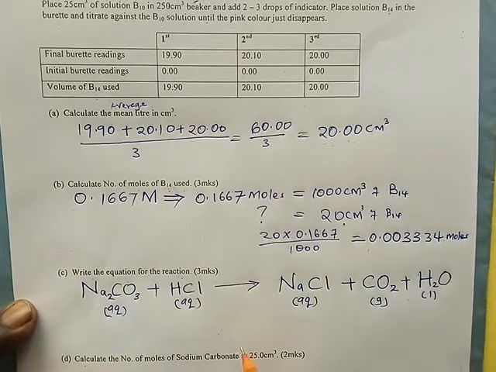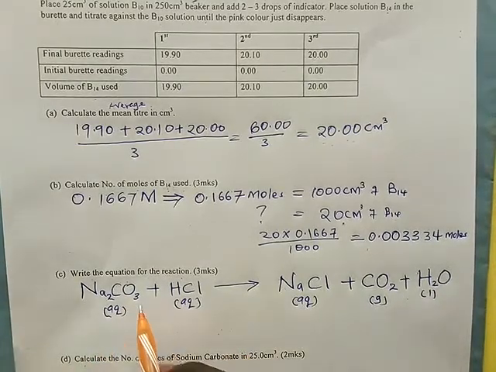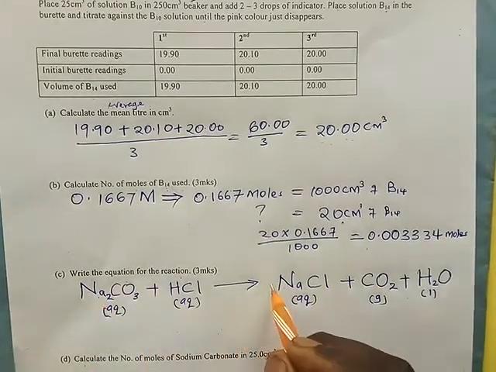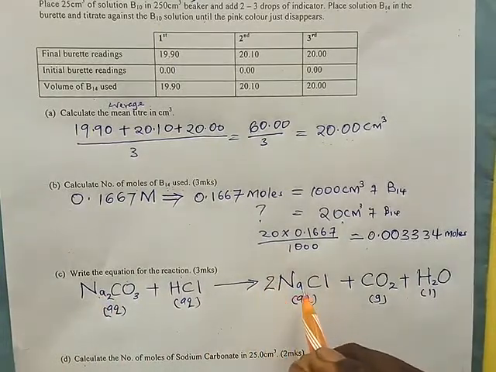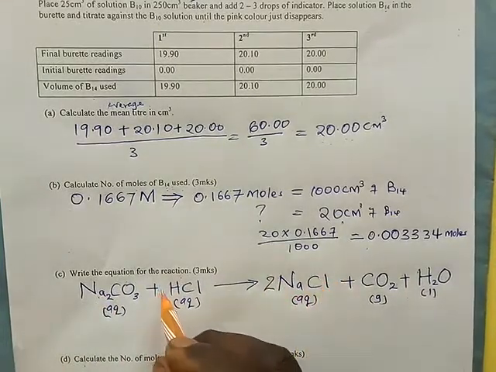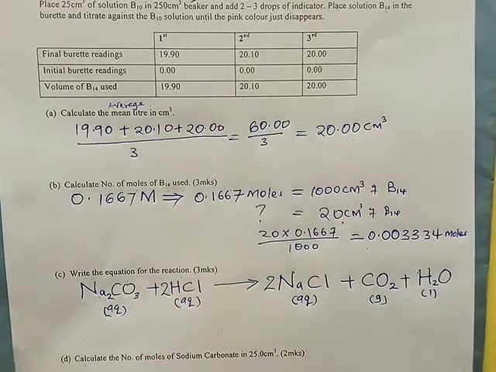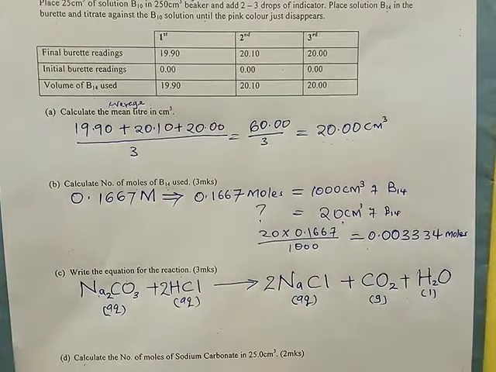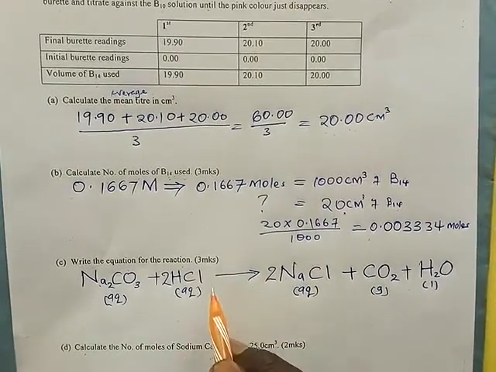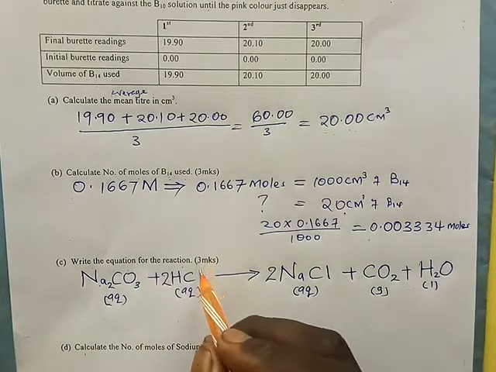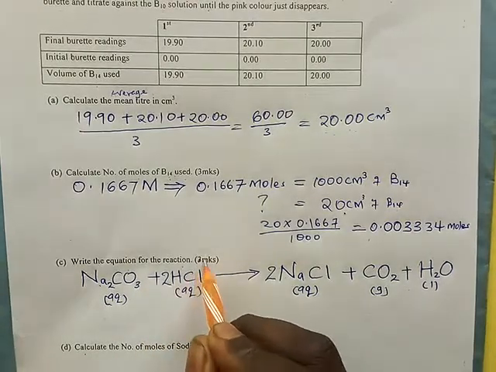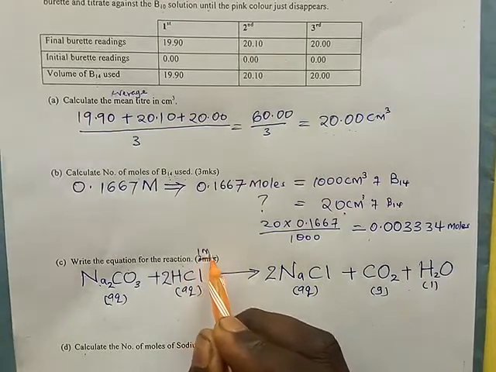So the next thing is to balance the equation. Let us balance. We can see sodium here, we have 2 atoms. Here we must put 2 so that we can balance. So chloride atoms here, there are 2. We put 2 here to balance. Right, we have finished that. We have a mark. This is 1 mark.